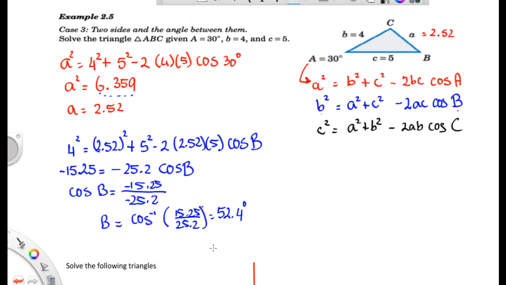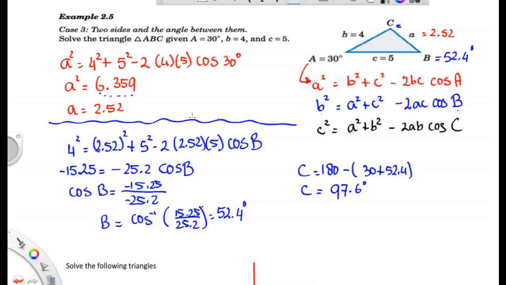Okay? So what else do we need? So b is 52.4, so we got everything except c. So c would then be 180 minus 30 plus 52.4. So c would be 180 minus 82.4, so that's 97.6 degrees. Okay. Alright, so maybe you're wondering why I use the law of cosines twice, because at this point, once I got here, I had a pairing.